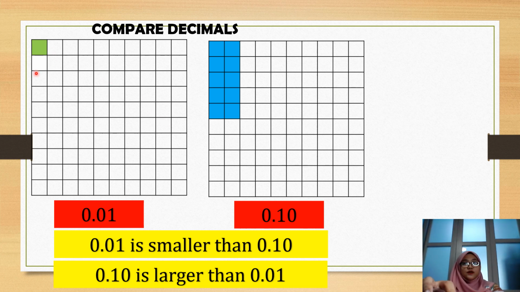Yes, 0.01 is smaller than 0.10. So we compare it as 0.01 is smaller than 0.1, or 0.1 is larger than 0.01. This one is larger than the green one. The green one is smaller than the blue one.